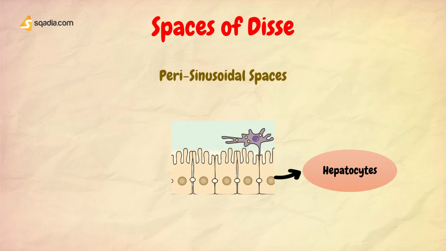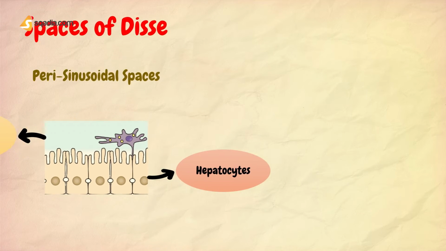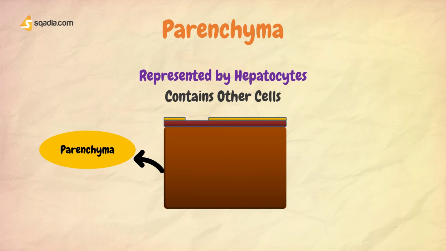To get a clear understanding of where they are located, we can see in this image that we have our hepatocytes on the one end and sinusoids on the other end, and in between these 2, we have our perisinusoidal spaces. Right here, we have our parenchyma as described before. It is mostly comprised of hepatocytes, and it contains other cells too, which are the stellate cells, the Kupffer cells, and the endothelial cells, which we have learned before.